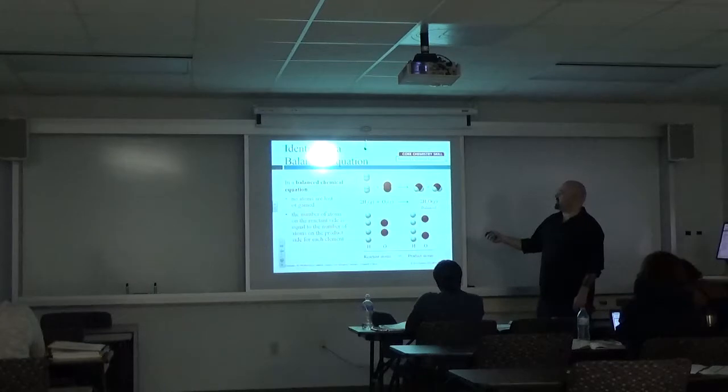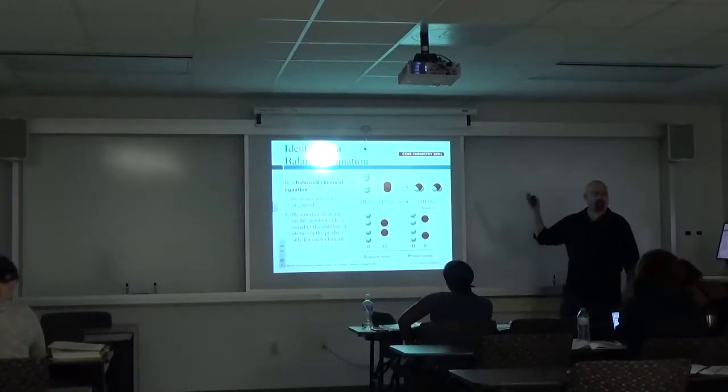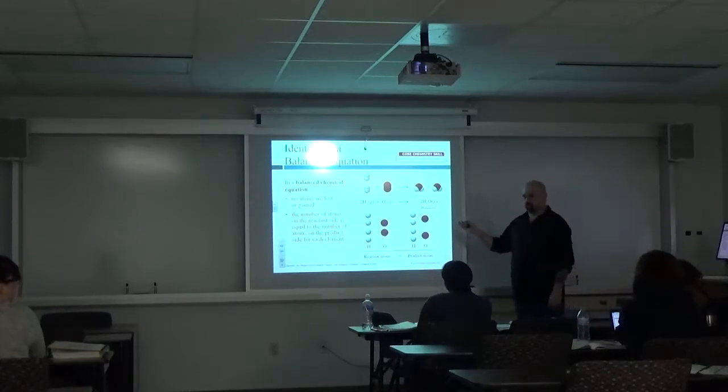which has how many atoms of hydrogen? 2 times 2 is 4. 2 moles of water have how many atoms of oxygen? 2. So we have the same number of hydrogen atoms and oxygen atoms on both sides of the arrow, right? And so therefore this equation is balanced. True? True.